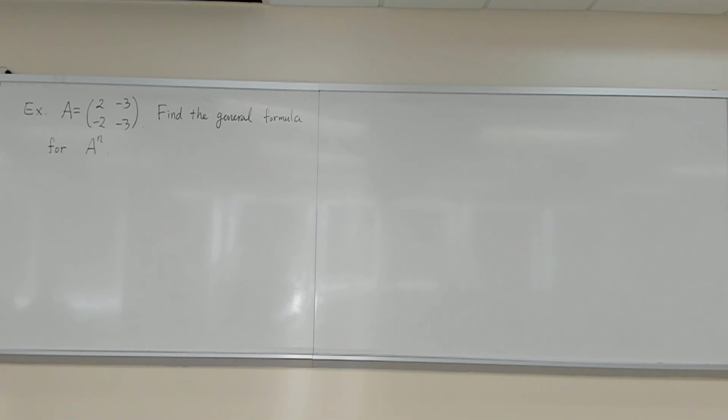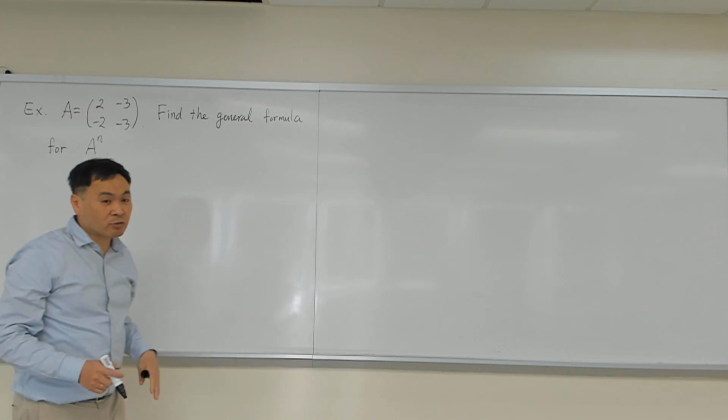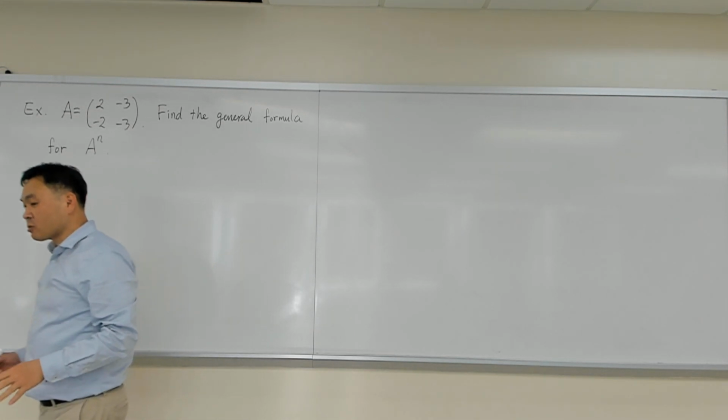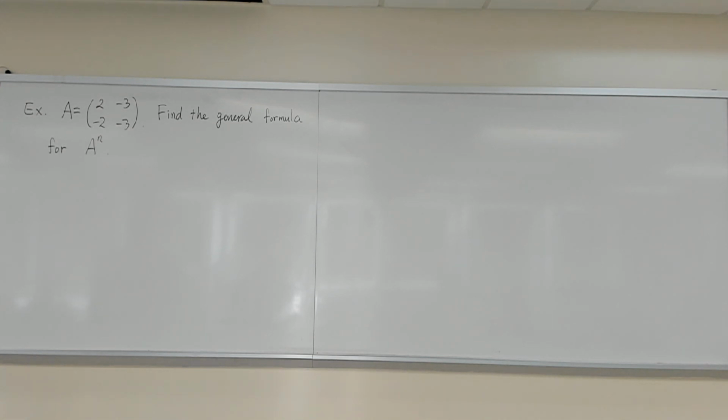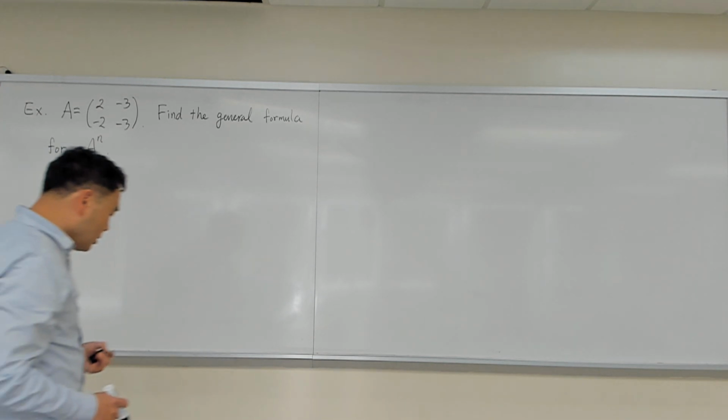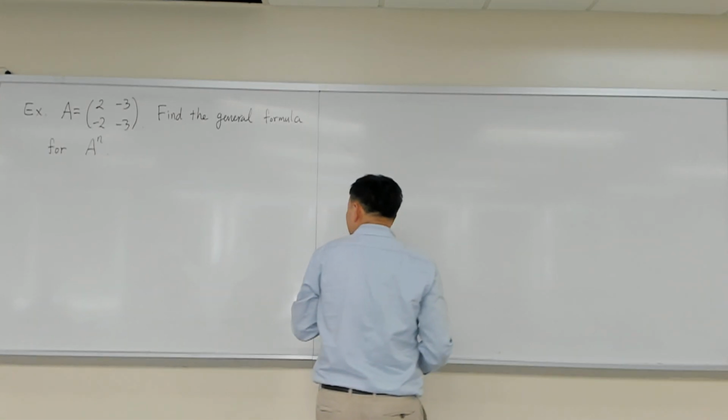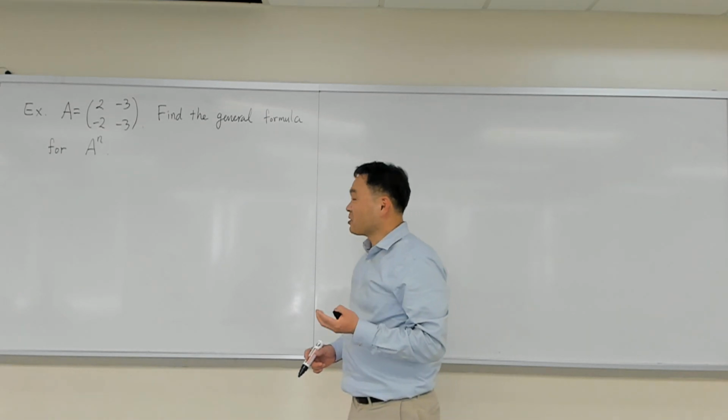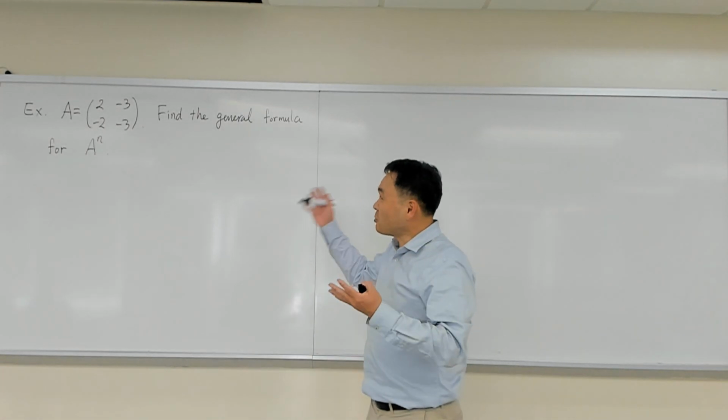Here's a matrix A given as [2, -3; -2, -3]. The question is to find the general formula for A to the nth power. Now, some of you might be wondering, who cares? Why would we want to do that?